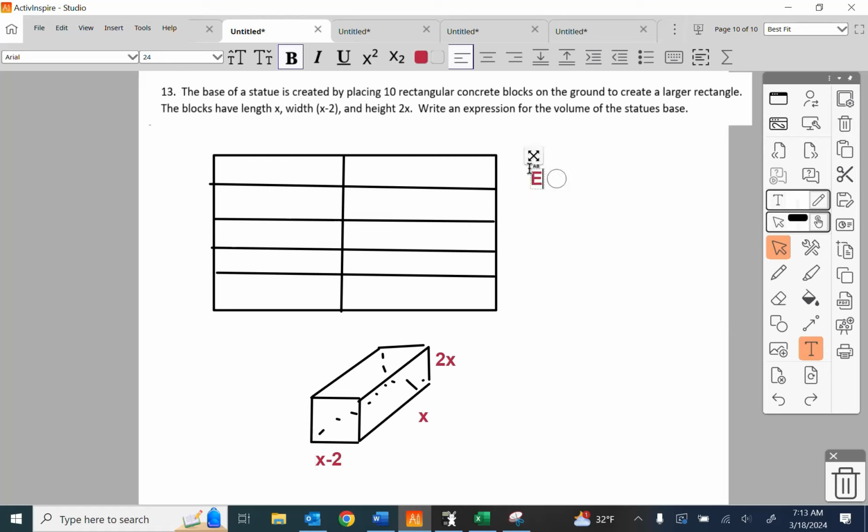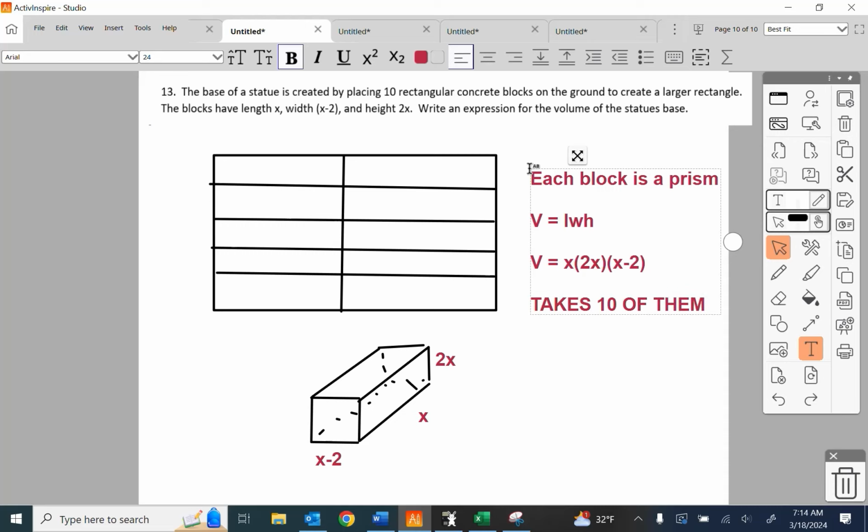So, again, each block is a prism, and its volume is length, width, height. So the volume of each block is going to be, I see an x, I see a 2x, and I see an x minus 2. Now, it takes 10 of them. So 10 volumes would be 10x times 2x times x minus 2.